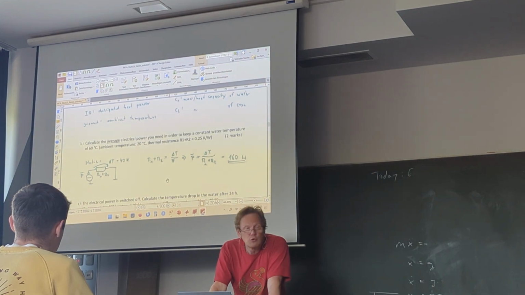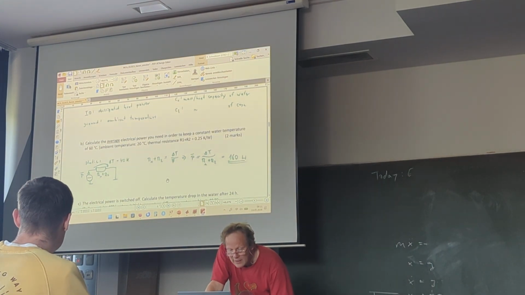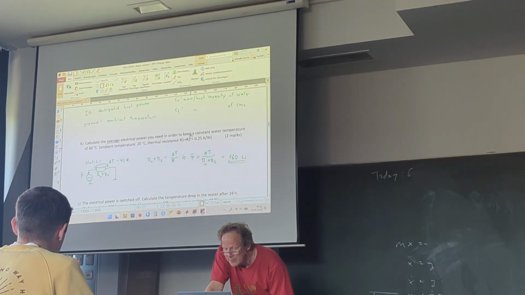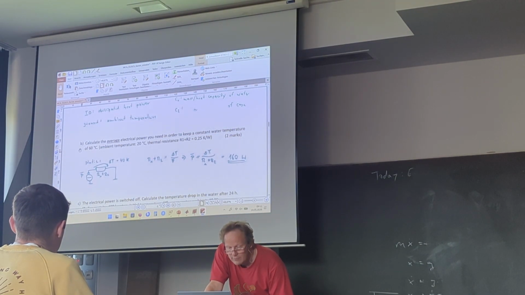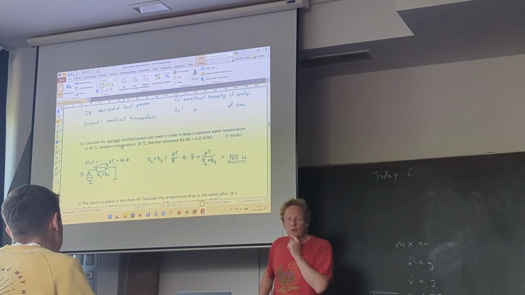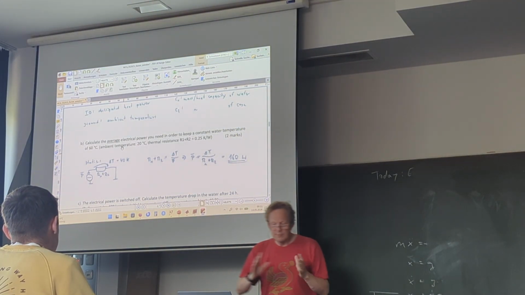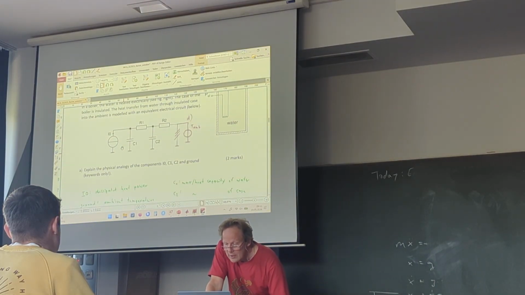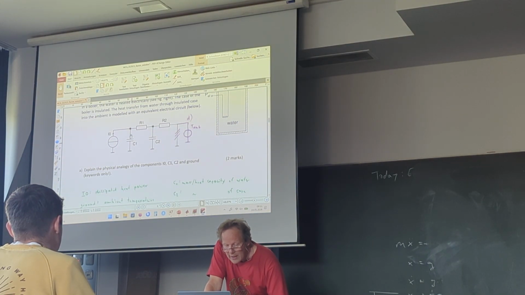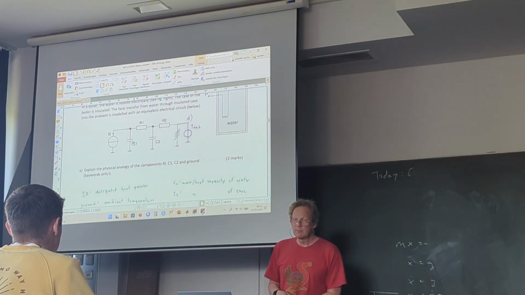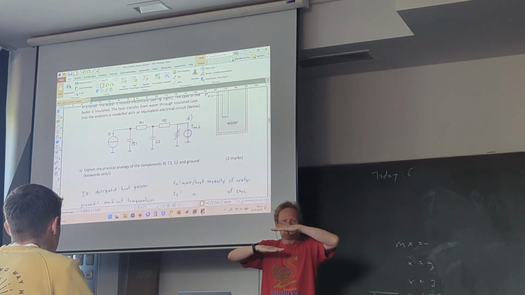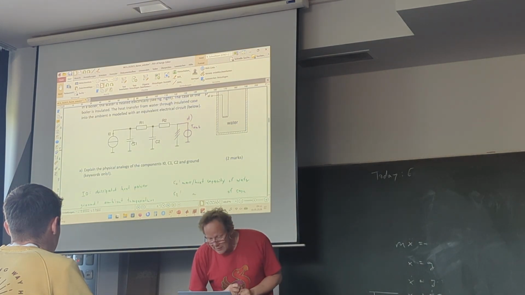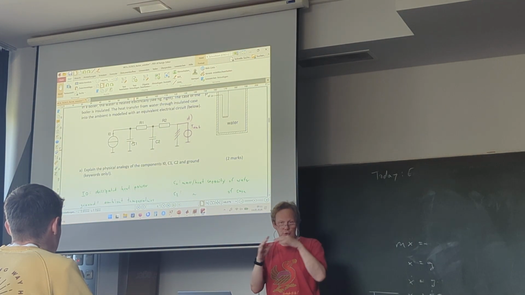Okay, then we can do something with the model. For example, here we can calculate the average electrical power we need in order to keep a constant water temperature. Constant is a very important word here, because it means if nothing changes, we can simplify our circuits. A capacitor is then simply a disconnection, so it's as if it is not there. And an inductivity would become a short circuit.